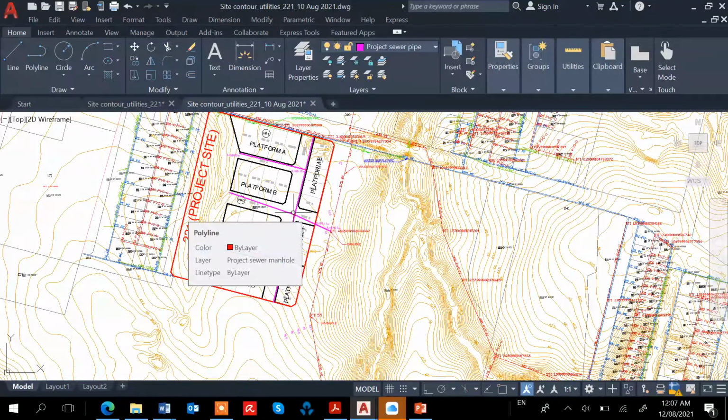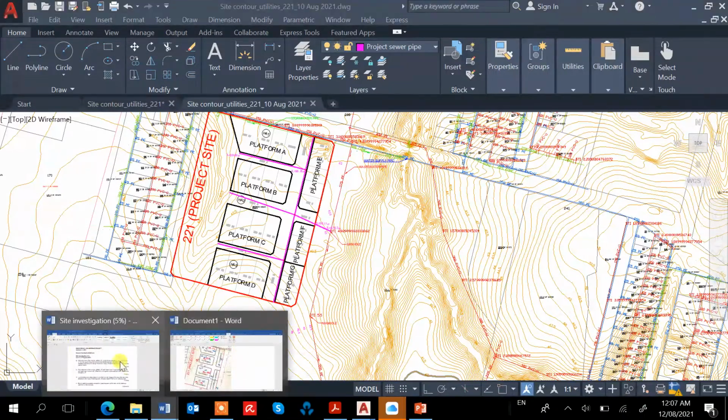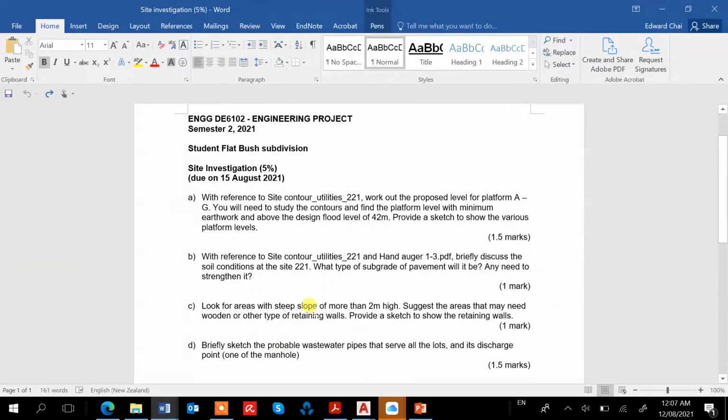Later on you need to show it in the long section when we do the roads. We're not doing this for this site study, but later on in the preliminary design we do the long section of the various roads and the cross section. You need to show that there's an increase in gradient for this road shown in the long section. Okay, so that's about the platform level, how you determine it by the contour.